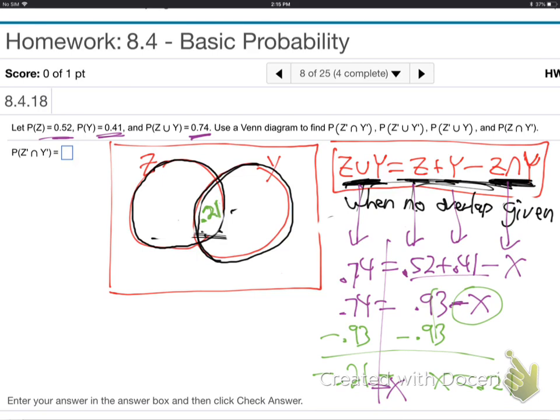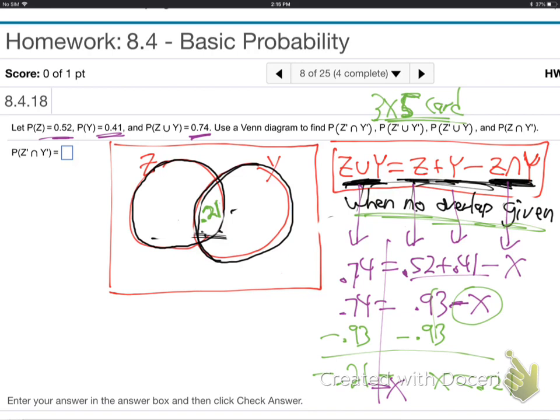The overlap is 0.21. We use that formula. So you want to put that formula on your 3x5 card, and you use it when there's no overlap given. When you don't know the middle. That's what you want to use it for. Put it on your 3x5 card and use it when you don't know the middle. So we found the middle, 0.21.